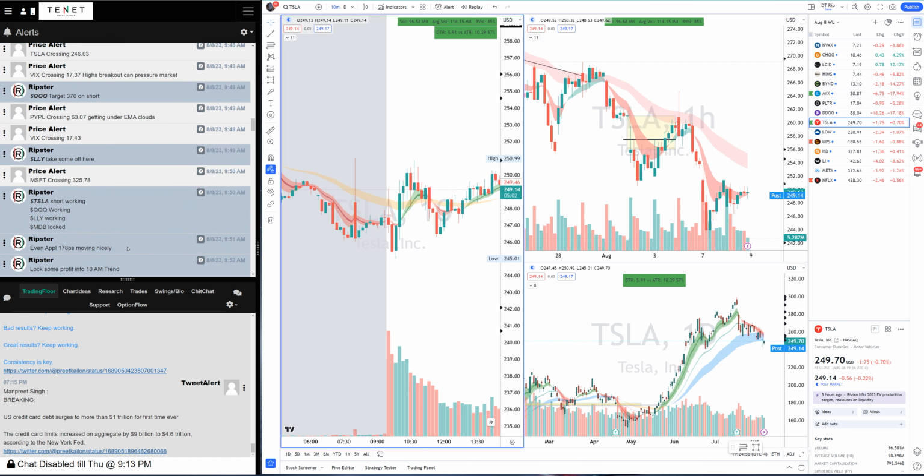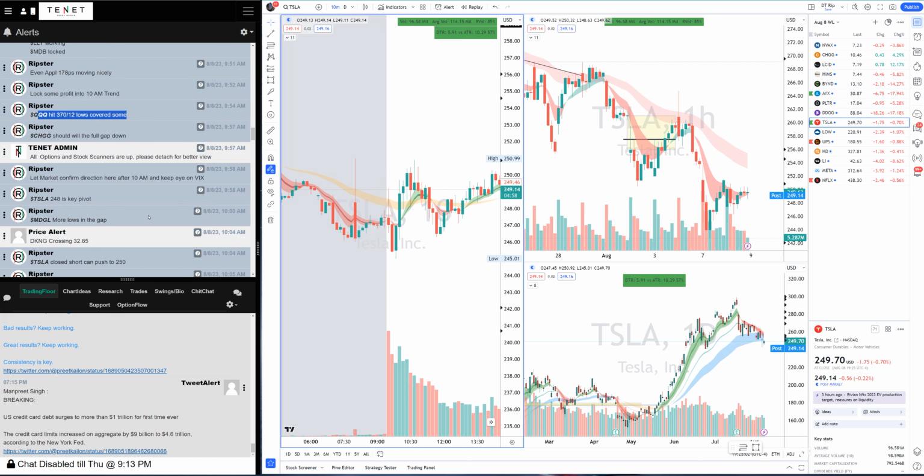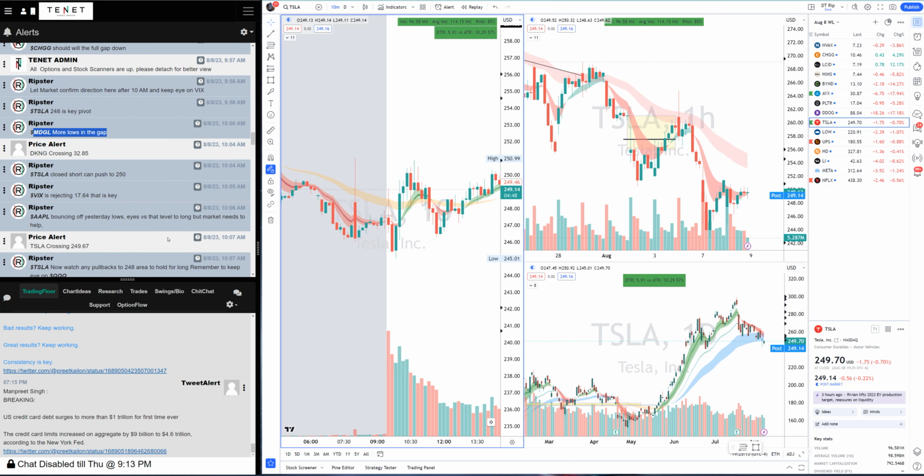I was on voice this morning, and QQQ hit 370s, and I covered some there. Tesla too. When Tesla started bouncing, I started warning about 248, right? The same level. And MDGL was making lows from there. Then I closed the short. Simple. I closed my short on Tesla right here at 10 a.m. You see, I closed my short, right? Whatever the scratch lows, you're out.